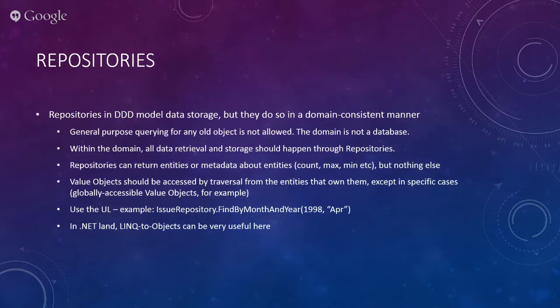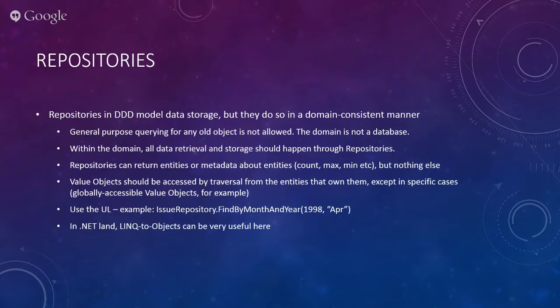Repositories. So repositories in DDD, we all know what a repository is, but DDD repositories are maybe slightly specialized. They model data storage, but they do so in a domain-consistent manner. What I mean by that is that general purpose querying for any old object is not allowed. You shouldn't just go, here's a repository, I can query it, I can get any old thing back. And if you do have a repository that works like that, you certainly shouldn't be exposing it at your API level to your end user, because again, they should only be able to get access to stuff through a process that makes sense in a business context.